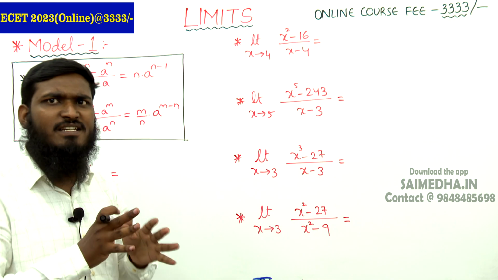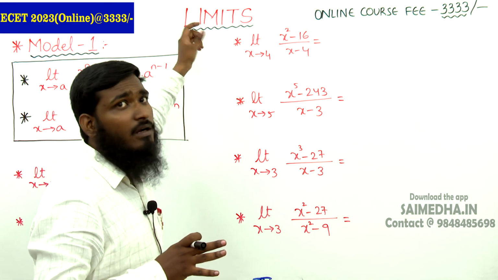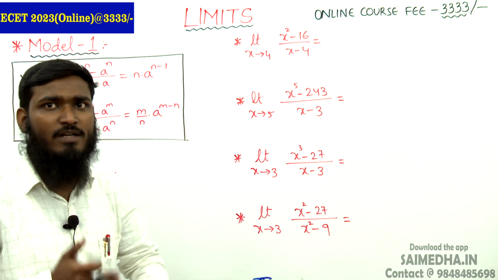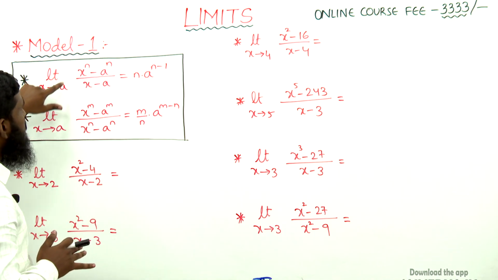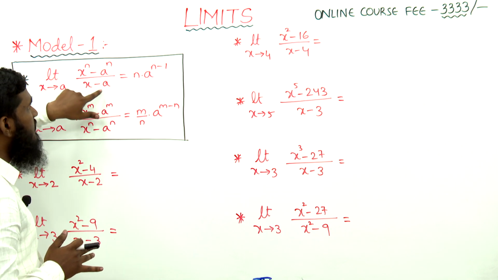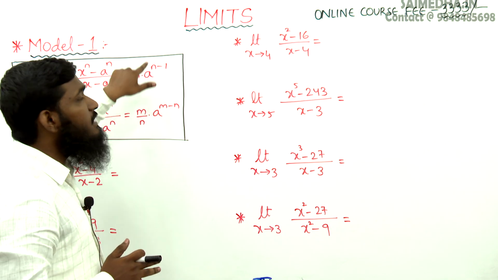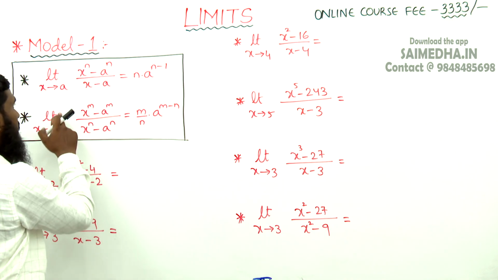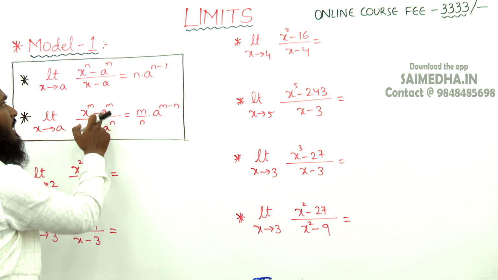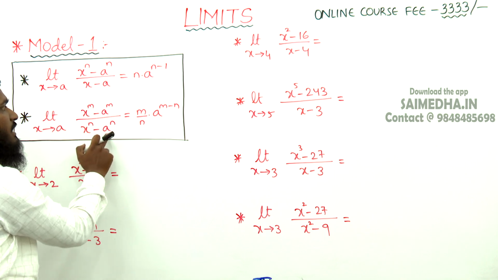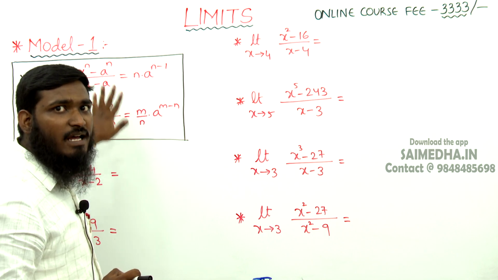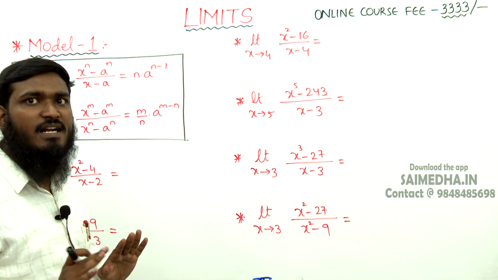Whenever we start the topic limits, the first standard limit, the first shortcut, is limit x tends to a, x power n minus a power n divided by x minus a, equals n into a power n minus 1. And what is the next part? Limit x tends to a, x power m minus a power m divided by x power n minus a power n. Both these conditions are the same.